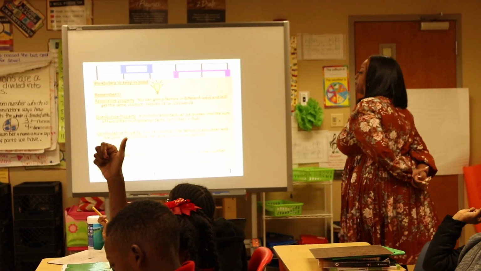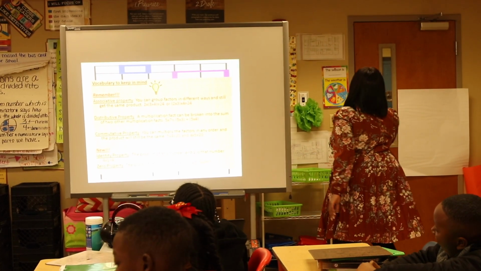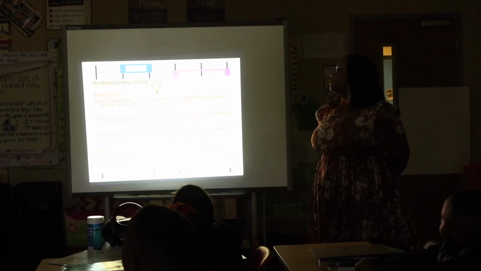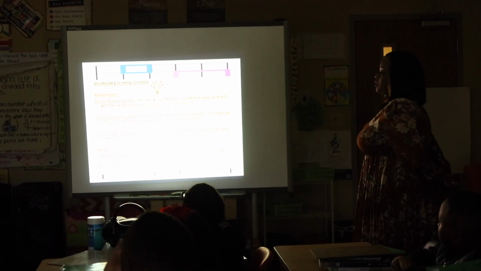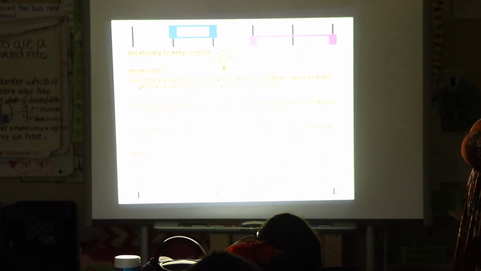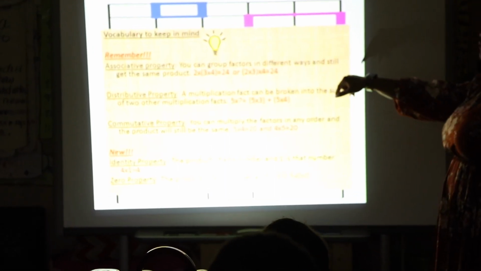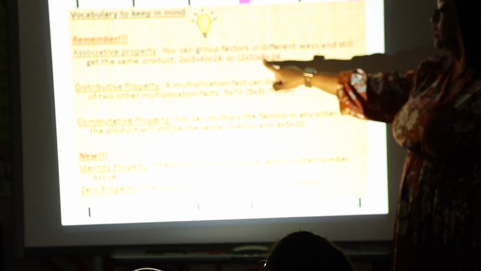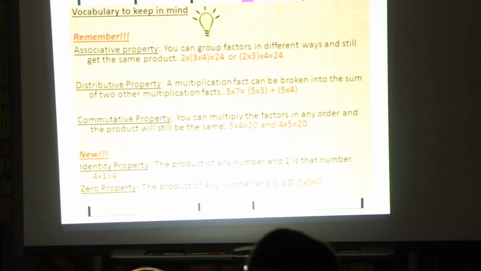All right, so here's vocabulary to keep in mind. Remember the associative property: you can group factors in different ways and still get the same product. 2 times parentheses 3 times 4 close parentheses equals 24, or parentheses 2 times 3 close parentheses times 4 equals 24. Either way it goes, it's still going to be 24.